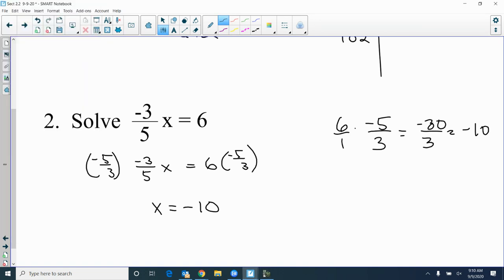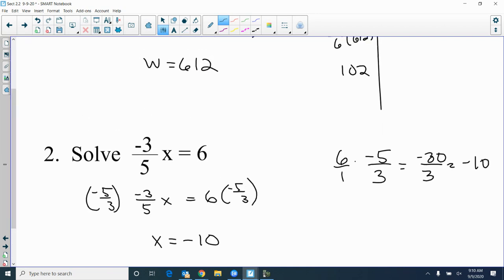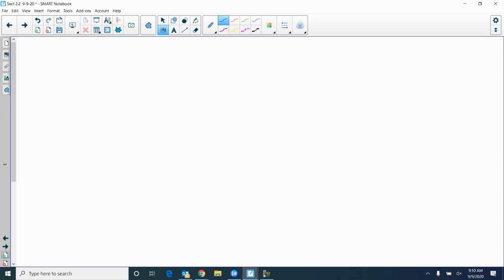But you should have those skills that you learned way back in 7th grade. In 8th grade, you reviewed them. But your answer would be -10. This is the easiest way to do it. If you have a fraction in front of the number, flip it. Just pay attention to this: if you just have a constant, 3x equals 12, that's where you divide. So x equals 4.